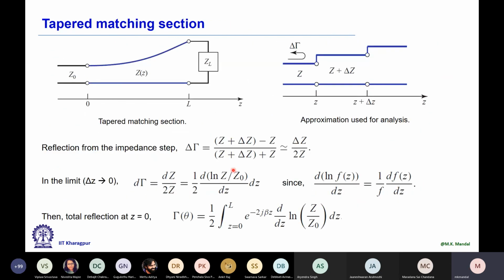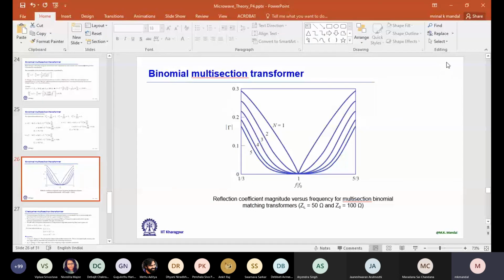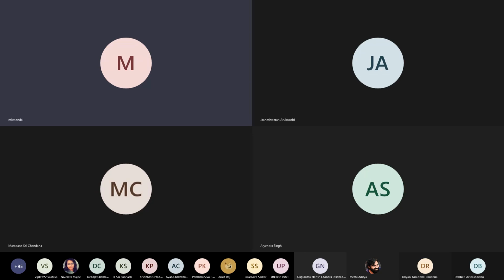Okay, next is the tapered matching. Before the tapered matching section, let us take a few questions. So you can switch on your microphone.